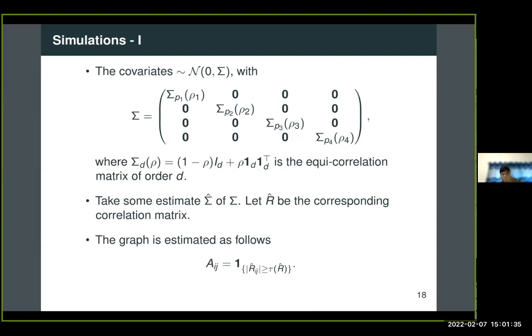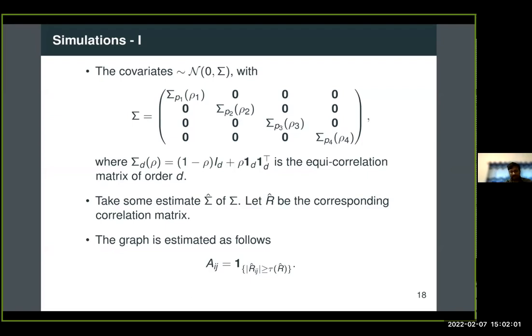Okay, so I'll generate data from this, my explanatory variables from this distribution. So how do I estimate the graph? I don't have a graph here. What I'll do is take some estimate of this sigma. It could be the sample covariance matrix, but the sample covariance matrix is not a good estimate when P is large. So there are other estimates available in the literature.